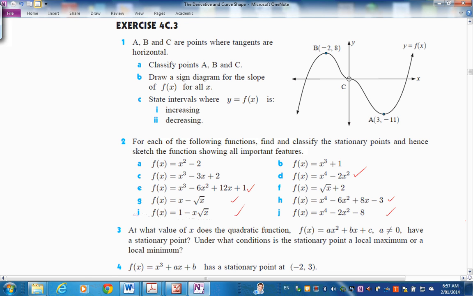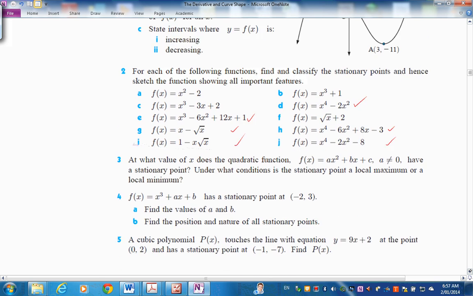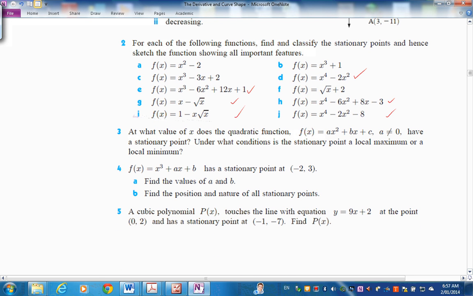I'll toggle forward and back, but let's have a look at some of these other questions as well. 3: at what value of x does a quadratic function have a stationary point, using calculus? You've got a stationary point, a turning point, and there are various other ways of finding the turning point of a quadratic function. You'd know this at this stage, but we want to use calculus here. And what conditions give a stationary point, a local maximum, a local minimum? That's a bit of an extension question.